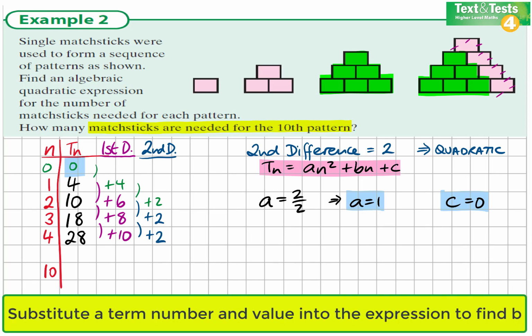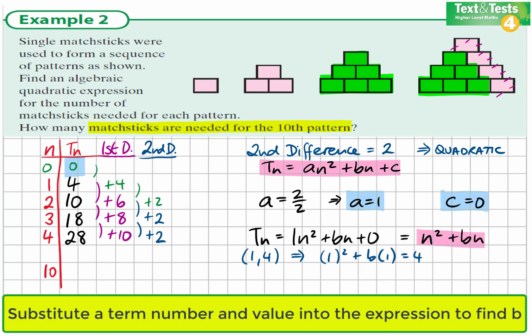Now we have one more parameter to get. We want to find what the value of b is. We've worked out already though that a is 1, so our expression so far will be 1n squared plus bn plus 0. So just neatening that up, we have the term n is n squared plus bn. Now we know a few input-output values. We know when n is equal to 1, the output is 4, because the first term value is 4. So we could use this to work out what b is. So if I let n equal 1, I have 1 squared plus 1 times b, that would be equal to 4. So 1 plus b is equal to 4, so b is equal to 3.